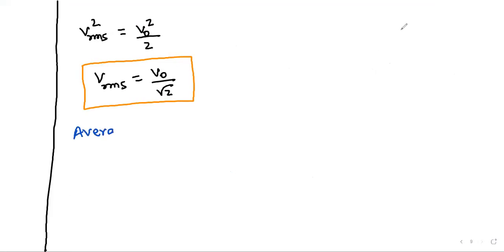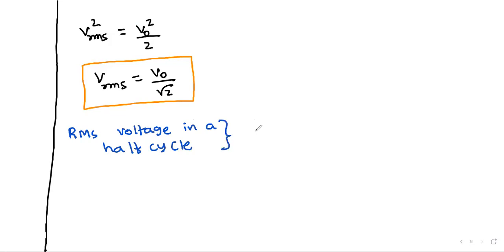So RMS voltage in a half cycle, that is V RMS, is equal to V naught by root 2.